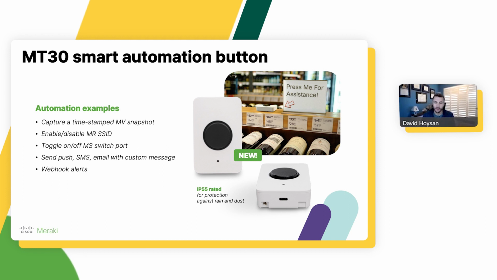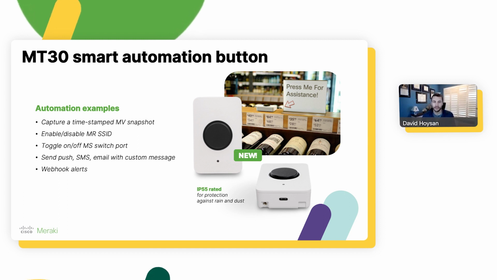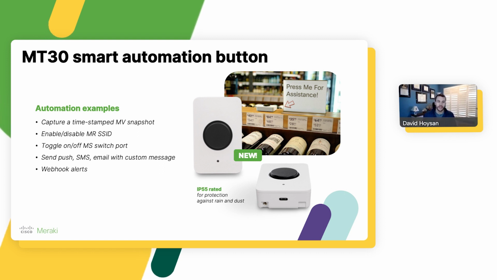But to help enable these use cases, we came out with a brand new automation builder on the Meraki dashboard that makes it effortless to create these workflows. And it also includes some native integrations with Meraki products as well. So for example, on the automation builder, you can set MT30 up to capture a timestamped MV snapshot. You can enable or disable a MR SSID. You can toggle on and off an MS switch port. And then you can send push notifications, SMS, email, all with a custom message.